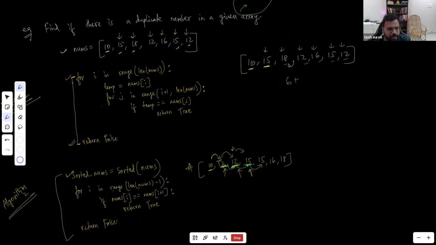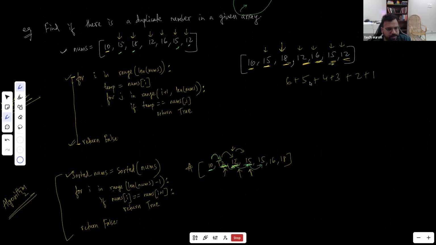Okay, then we will go to 15, and 15 also we will compare to everything. So how many steps will it take? 18, 12, 16, 15, and 12: 5 more steps. Then we will go to 18. 18 also will compare with 1, 2, 3, 4. Then we'll go to 12. Again, we'll compare with 3 more elements. Then we'll go to 16, we'll compare to 2 elements. Then we'll go to 15, we'll compare to 1 element.